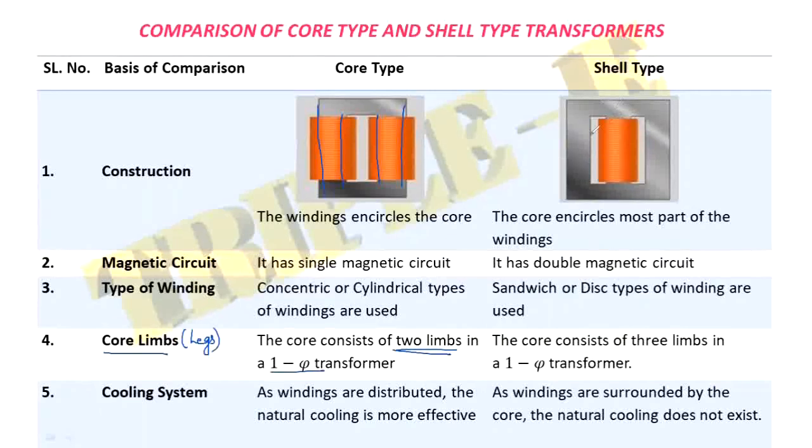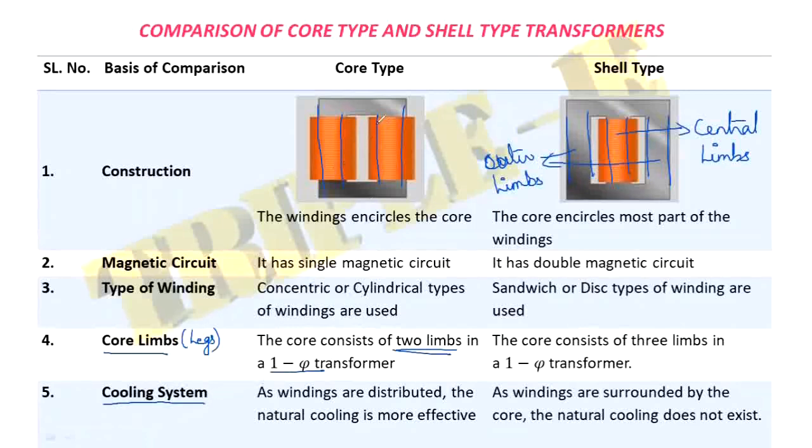Whereas in shell type, how many limbs do we have? Three. This is the first limb, this is the second limb and this is the third limb. These two, this one and this one, are the outer limbs and this center one is called the central limb. So coming to the next one, that is based on the cooling system.